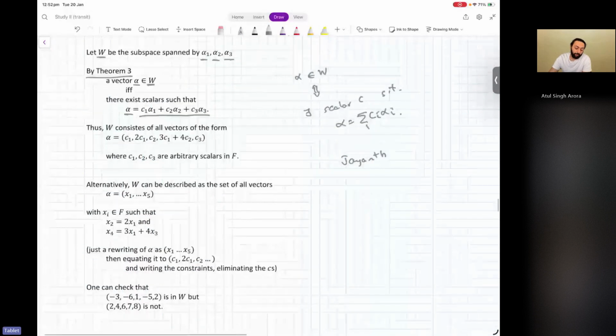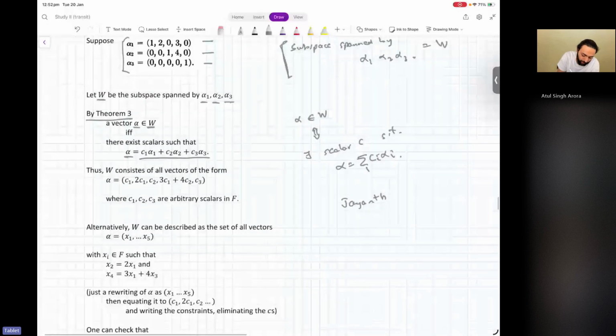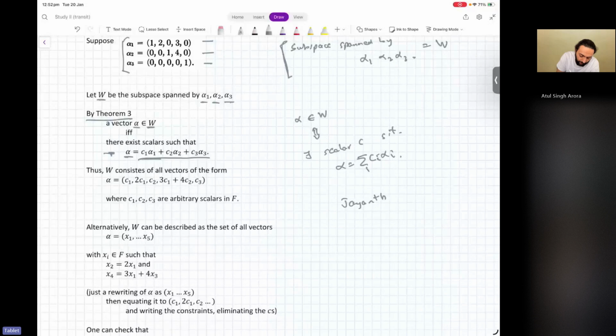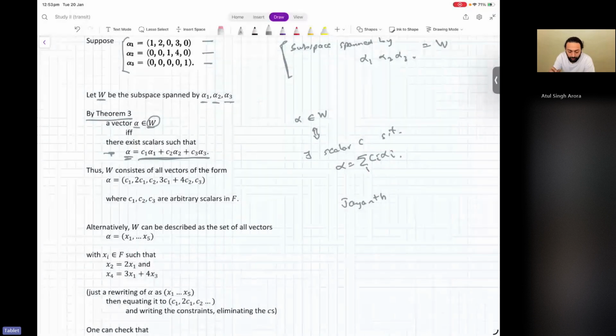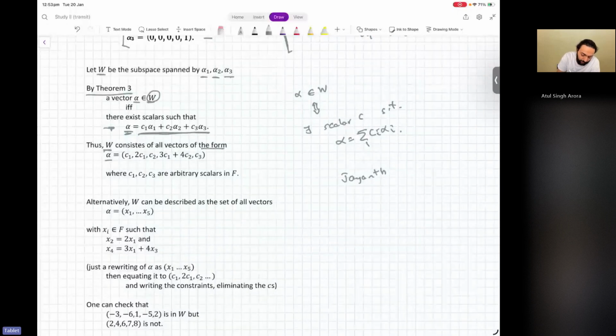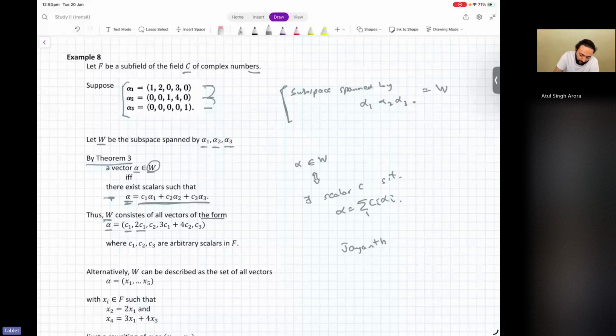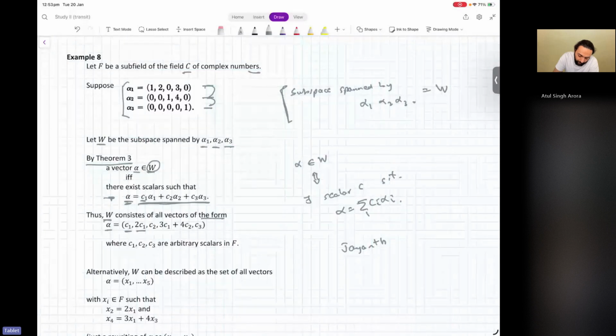Let's continue. So far it makes sense, right? So by theorem 3, we know that there exist scalars such that alpha can be written like this if alpha belongs to W, right? Is that okay? Yes, sir. Alrighty. So W consists of all vectors of this form. So basically, you just take the combinations with the c_i's, and you substitute the vectors. So we can quickly do that.